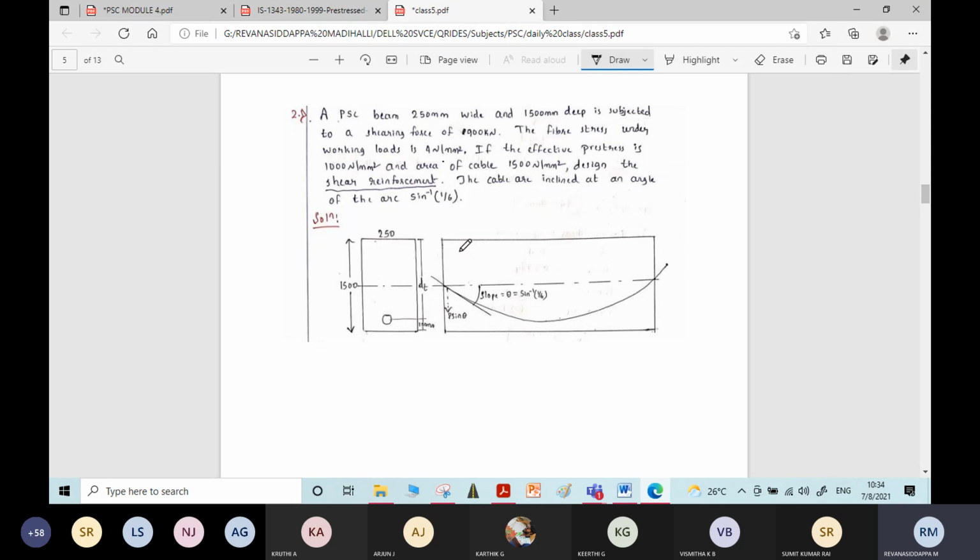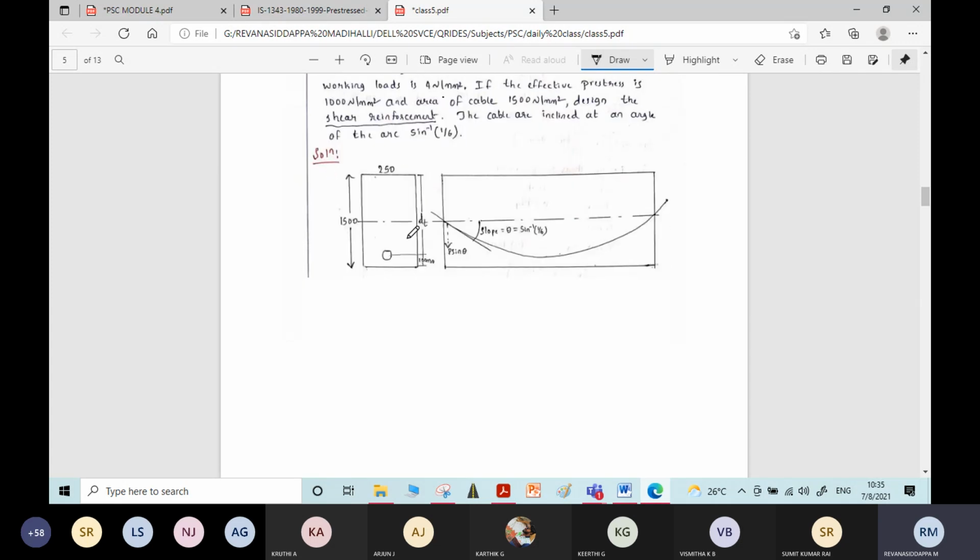You go through the problem. It is a slightly different problem compared to the previous one. A PSC beam 250 mm wide and 1500 mm deep is subjected to a shear force of 900 kilonewton. The shear force given is 900 kilonewton. Cross section of the beam is given. The fiber stress under working loads is equal to 4 Newton per mm square. Let me write the given data.